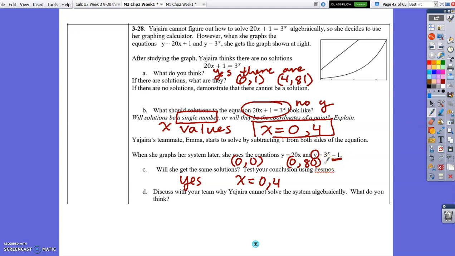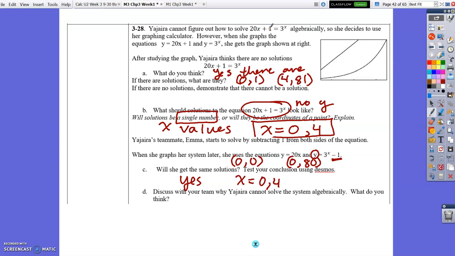But we don't need the y's. So the y's have changed by negative 1, but the x's are the same. And so while the ordered pair intersection is different, the x values are the same. So it's still the same solutions. Why can't we solve this algebraically? What is the problem? The problem is we don't know how to undo anything in the exponent right now. You're going to learn how eventually, but we don't really know how to undo it right now.